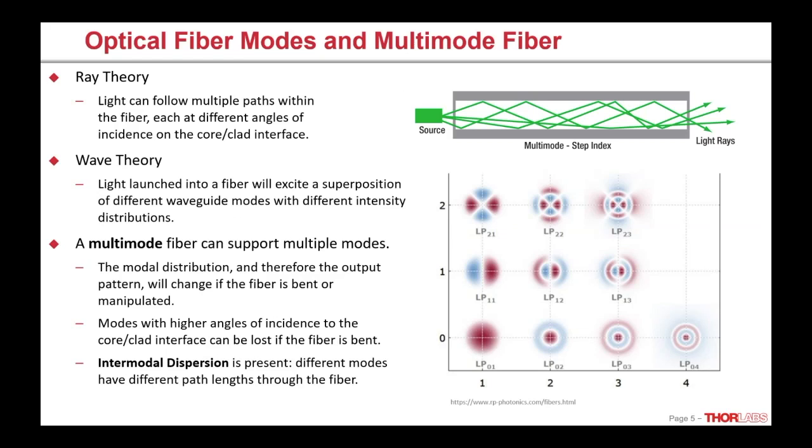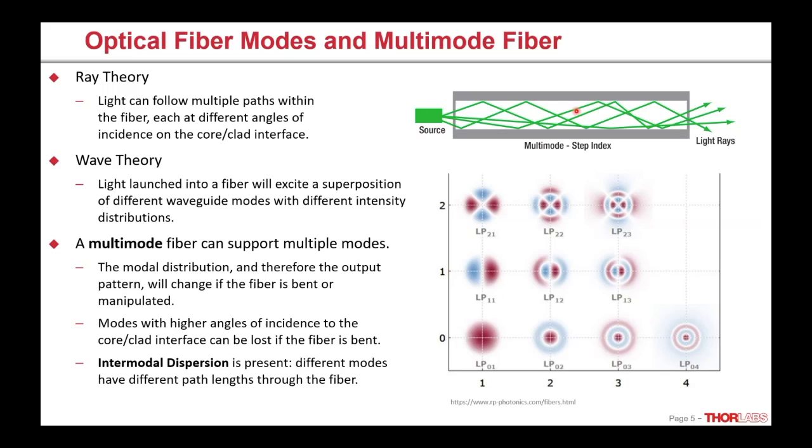Taking this basic fiber waveguide structure, we can define the most basic and the original type of optical fiber, what we call a multimode fiber. So we can think about this two ways. Using ray theory, the idea is that light can follow multiple paths along the fiber. It can be at the critical angle or a shallower angle, I should say, and will still be guided. So we can have multiple paths throughout the fiber.